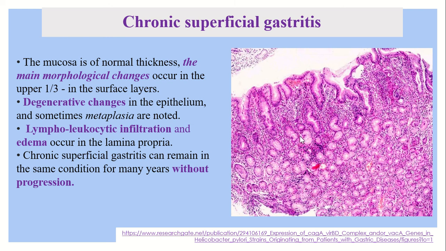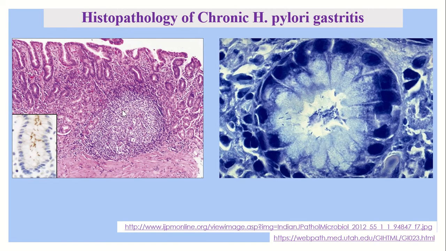The chronic superficial gastritis can remain in the same condition for many years without any progression. Here you see the lymphoid follicle formation in the lamina propria of the stomach. This is the clue histologic feature of the Helicobacter pylori gastritis. Here under the high power we see the Helicobacter pylori microorganisms with the special Giemsa staining, and here you see the immunohistochemistry for the Helicobacter pylori.